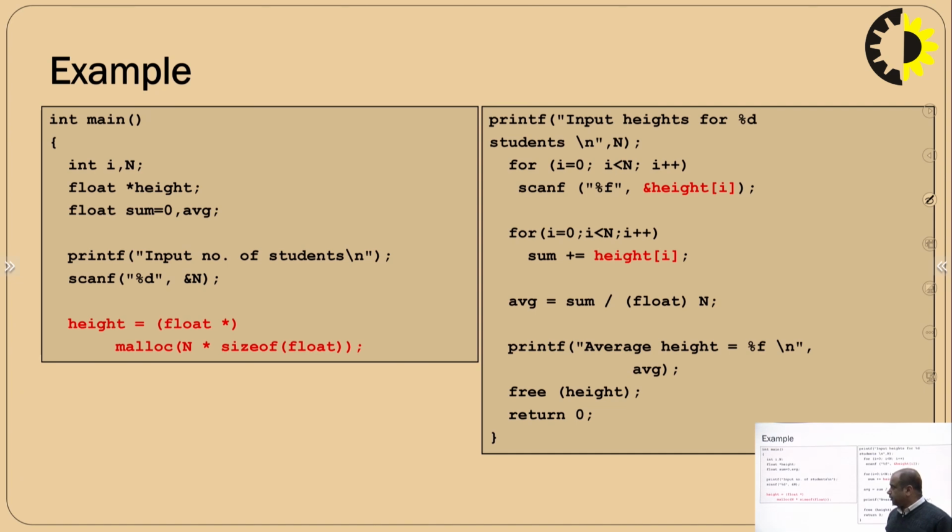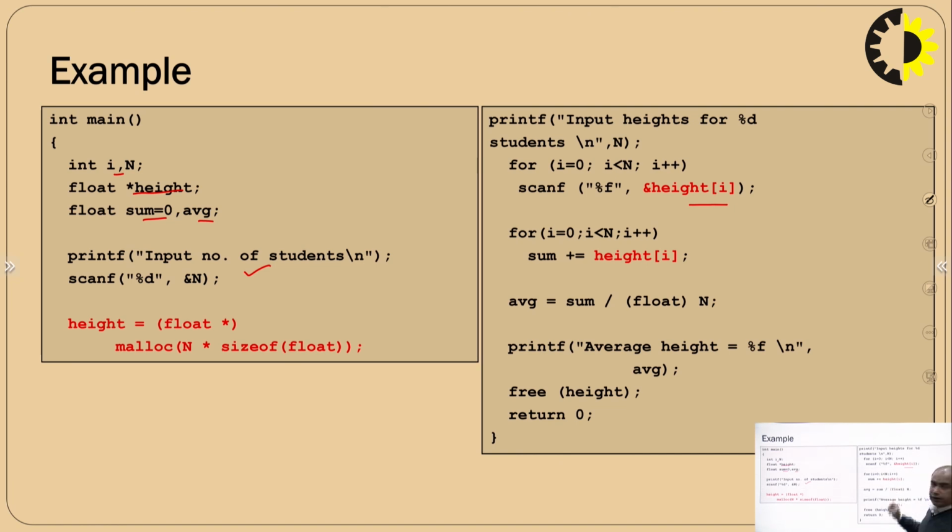Here in this example, two variables are given, i and n, and also float height, and float sum and average. We are calculating the average height of the students in this example. So we take the number of students n. Height equals (float *) malloc(n * sizeof(float)). Also, now we are going to input the heights of all the students in an array.